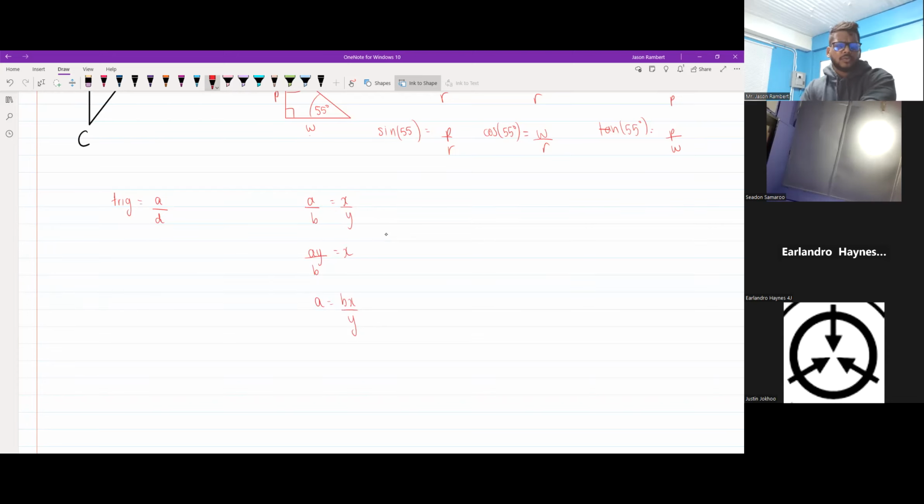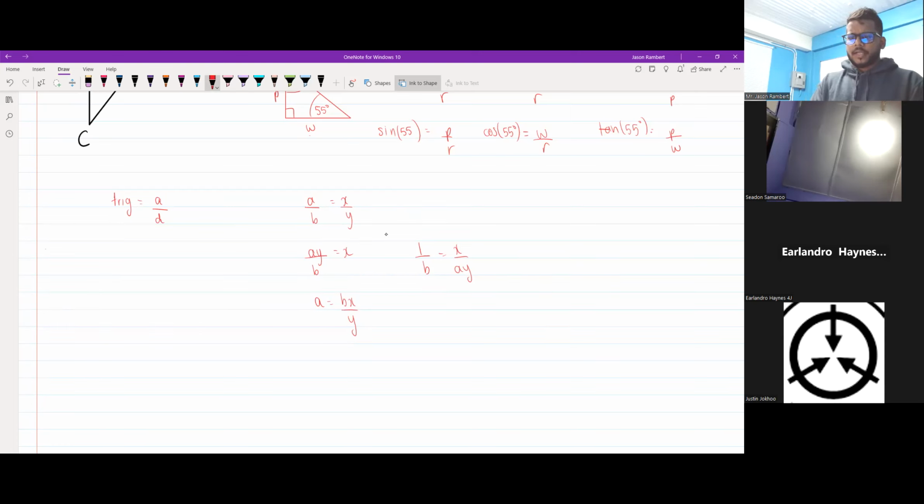Cross multiplication doesn't just work from numerators going up to denominator. I could have sent the A down here if I wanted, and I get 1 over B is X over AY. So you're not forced to cross multiply both denominators by the opposite numerator. You're not forced to do it at all.